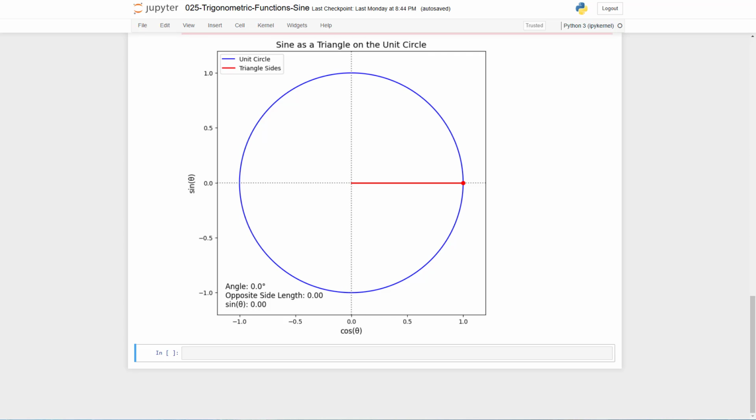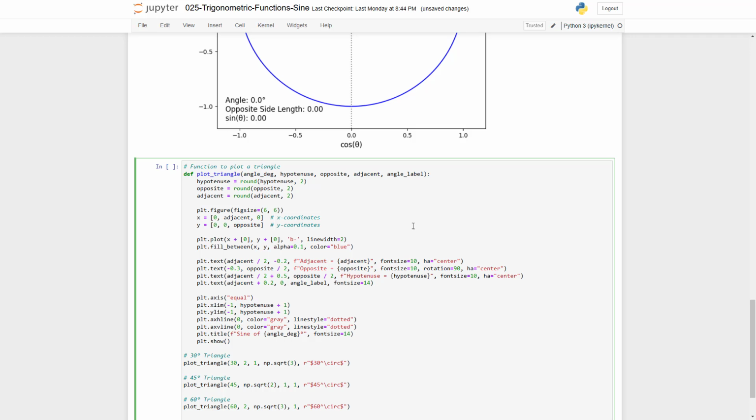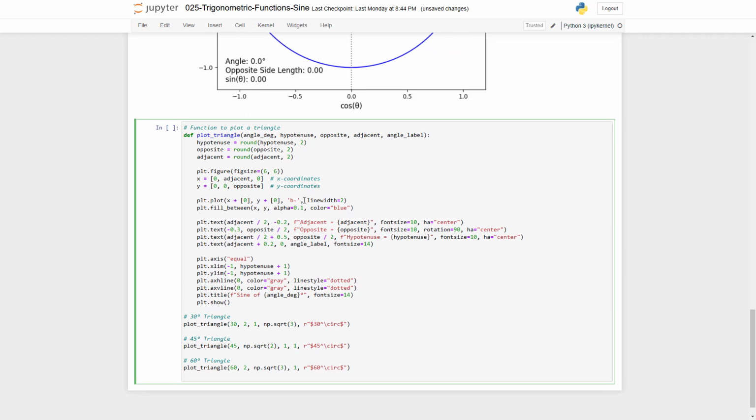Let's talk about now the sine for 30, 45, and 60 degrees, which is a bit more interesting. And I also have prepared the code, so you do not see me typing for like 10 minutes, wasting the time. I'm just going to explain a bit. Pretty much this is the function to plot the triangle, and we have 30 degrees, 45 degrees, and 60 degrees.